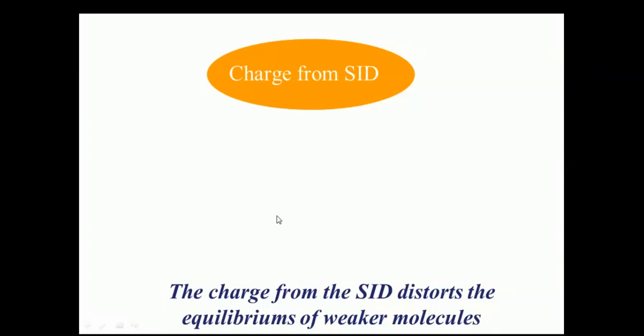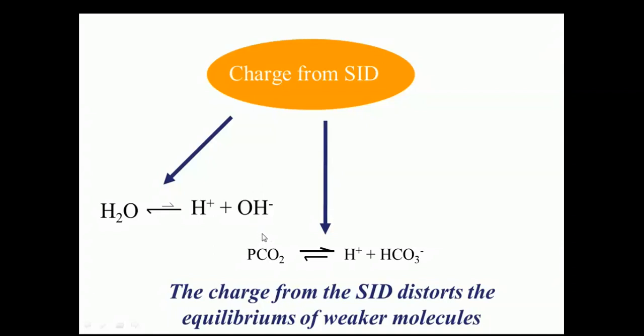So the charge from that difference of strong electrolytes creates a force which affects the dissociation of weaker substances. It'll affect the dissociation of water, and carbonic acid, so PCO2 to carbonic acid, which is also a weak volatile acid. And in blood and plasma, albumin, which is also a weak acid. So the dissociations of those are affected by the strong electrical force. And that is what determines the hydrogen ion concentration, because these are all dissociating to hydrogen ion.